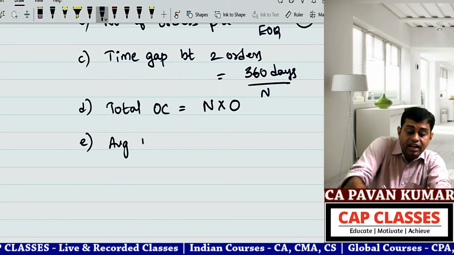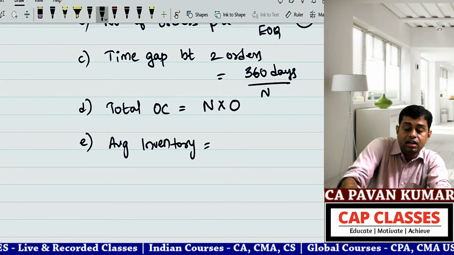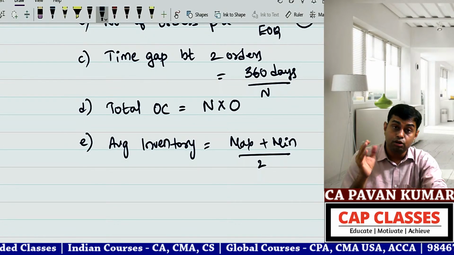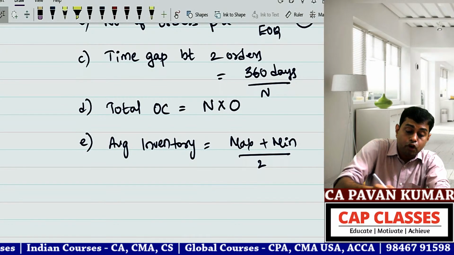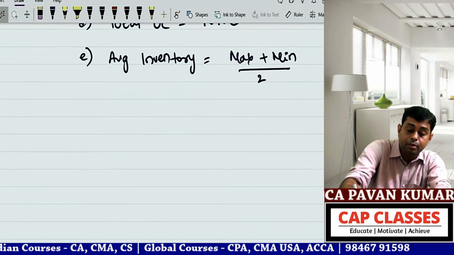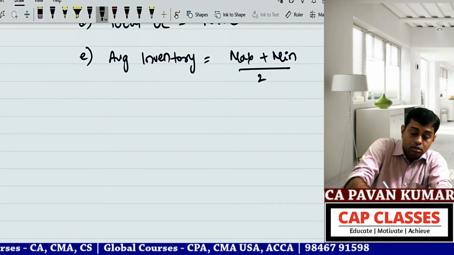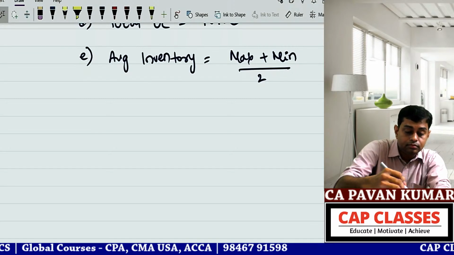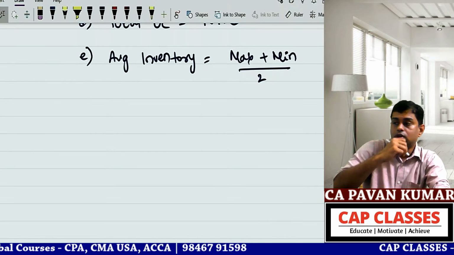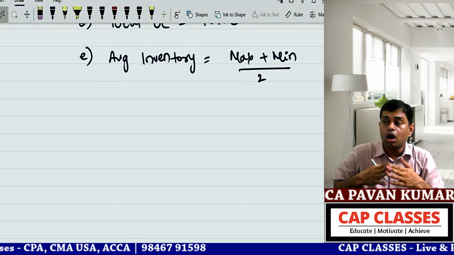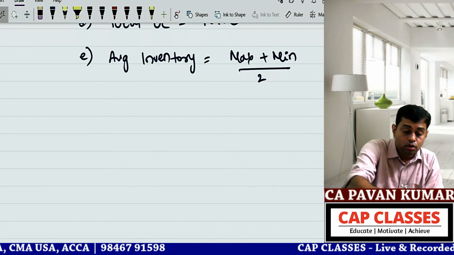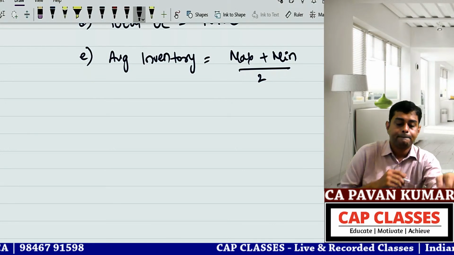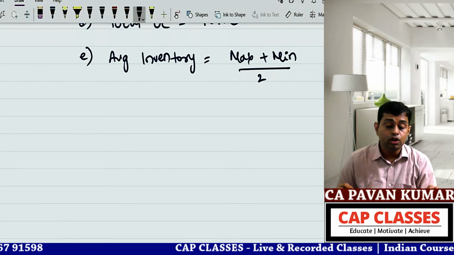E, average inventory held is equal to maximum plus minimum by 2, or we have one more formula: half of reorder quantity. You write down maximum plus minimum by 2, or half of EOQ. Average inventory is equal to half into EOQ.